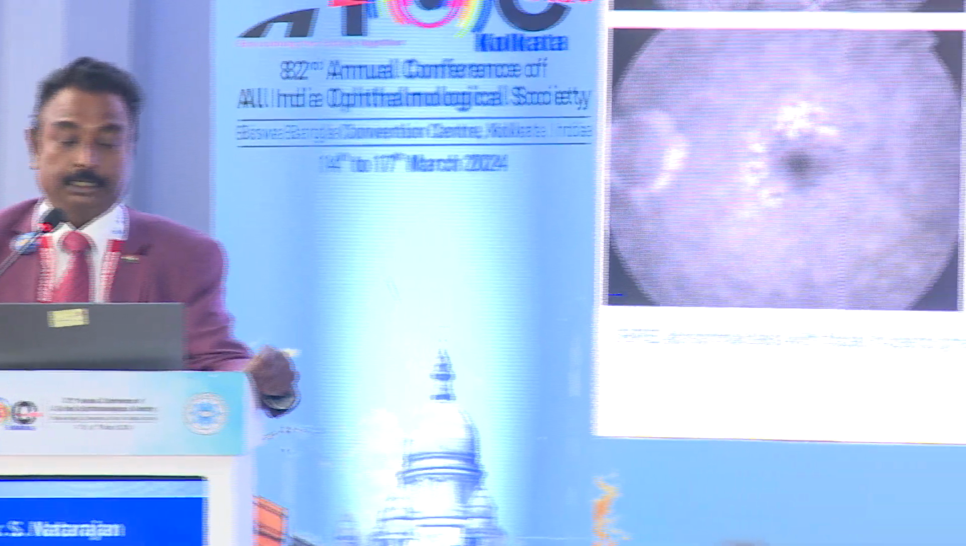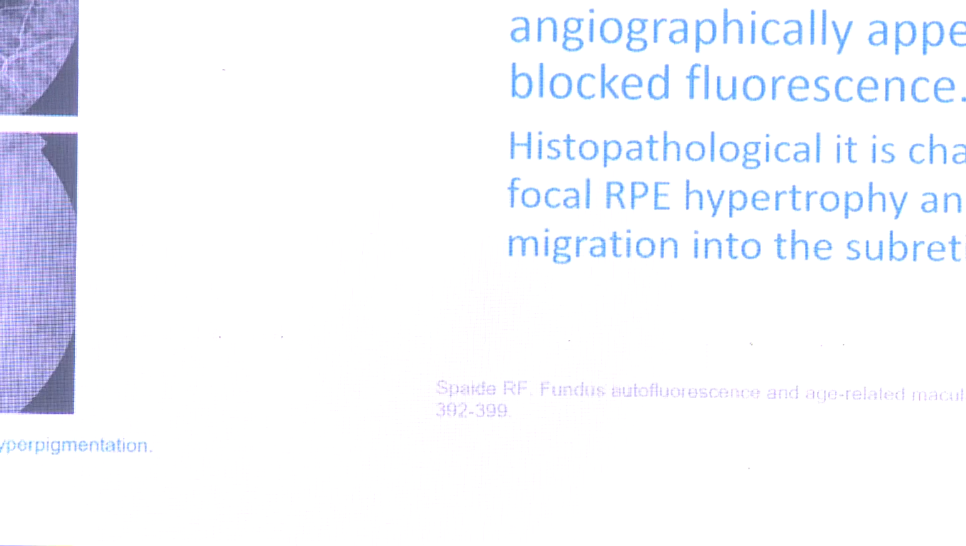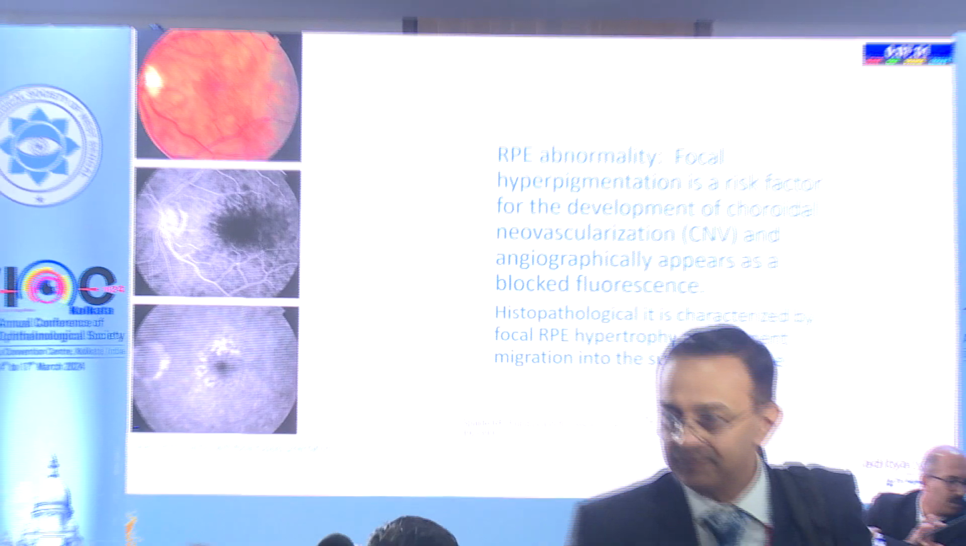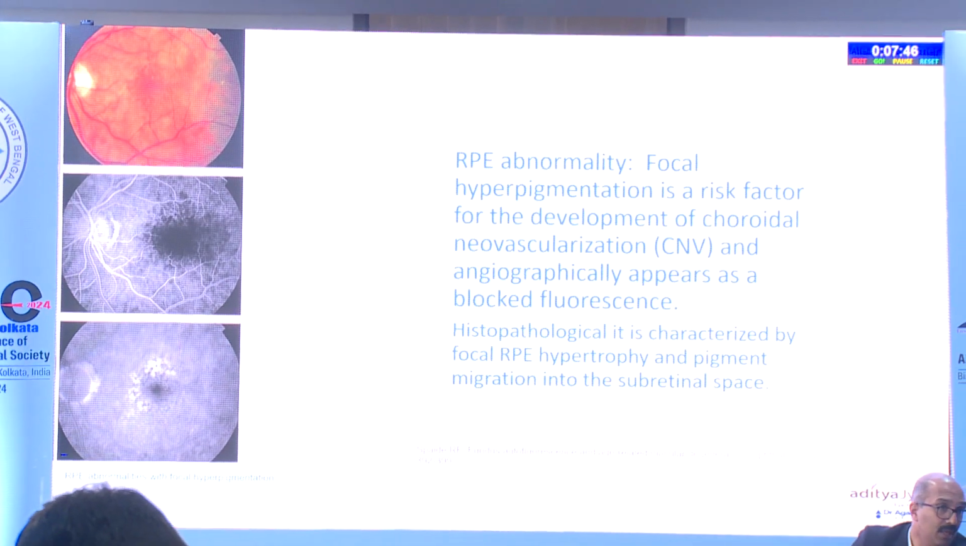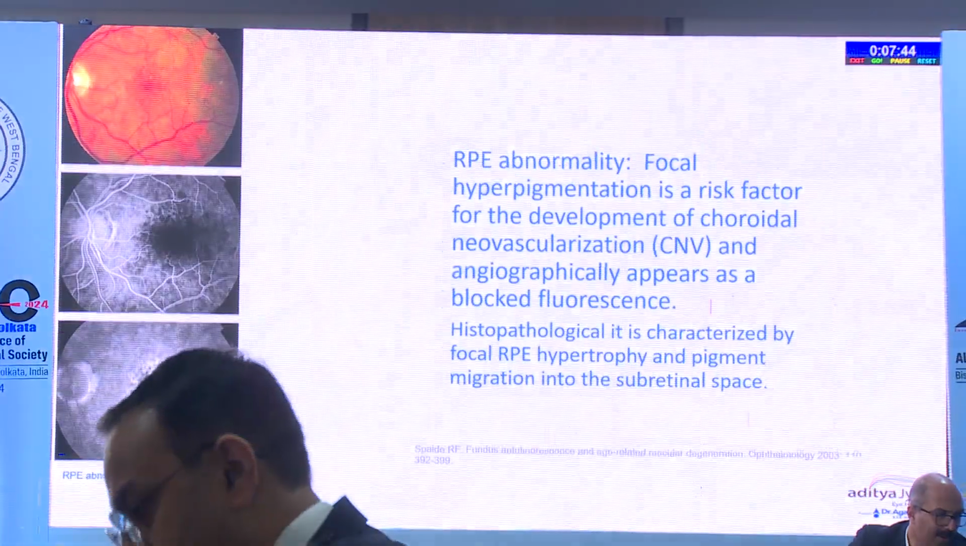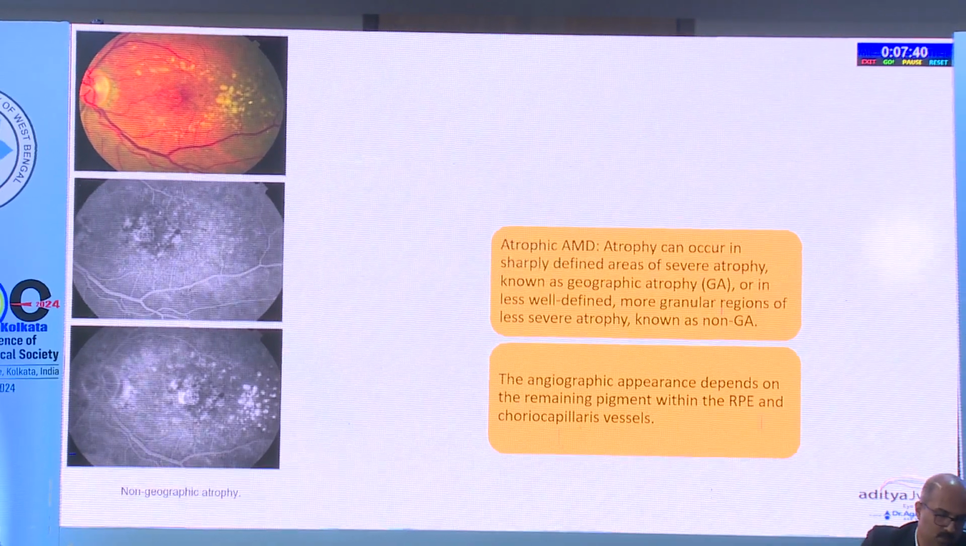And RPE abnormality, just now both Shilpi and Prashant spoke. Focal hyperpigmentation is a risk factor for the development of choroidal neovascularization, and on angiography appears as blocked fluorescence. Histopathologically it is characterized by focal RPE hypertrophy and pigment migration into the subretinal space, as published by SPIC.